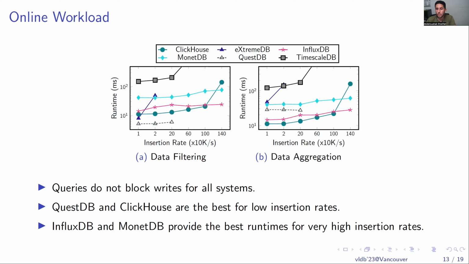We also see that QuestDB and ClickHouse are the best for low insertion rates, whereas InfluxDB and MongoDB provide the best runtimes for very high insertion rates. This is because InfluxDB and MongoDB simply append the data during insertion to their storage without any more required merging or sorting. This makes them particularly efficient for online queries where the data is being inserted in the time series database system at high rates.